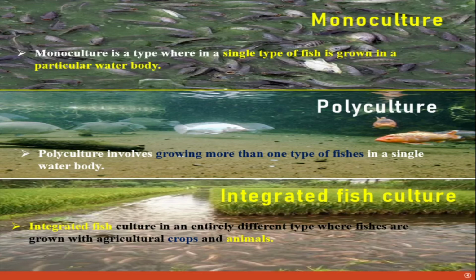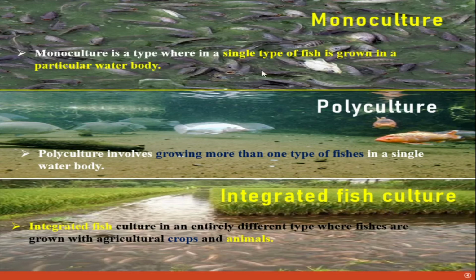This is totally different. Here we can grow fish along with the paddy field. Integrated fish culture is an entirely different type where fishes are grown with agricultural crops and animals. Look at this picture, you will understand easily. There we can see paddy. It is filled with full of water, and even we can see the fishes swimming there. So with the help of this paddy field, definitely we can rear fishes. This is what is called integrated fish culture.